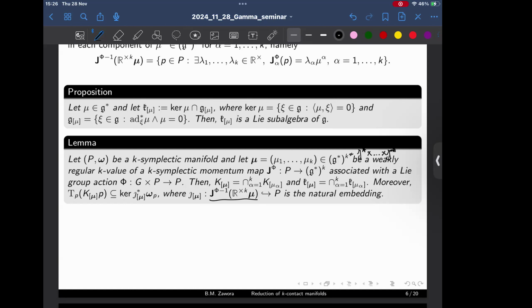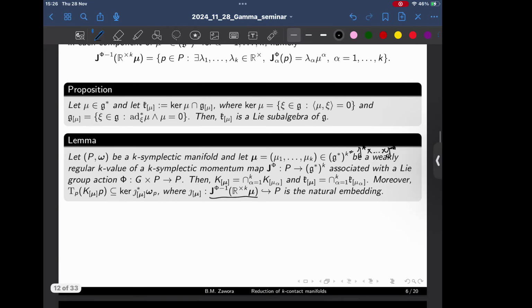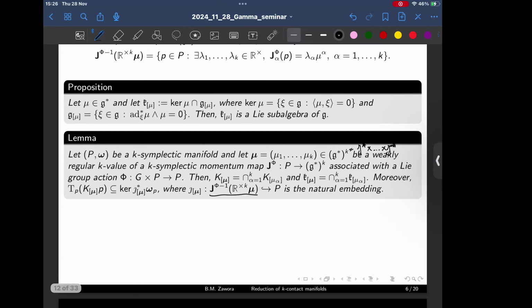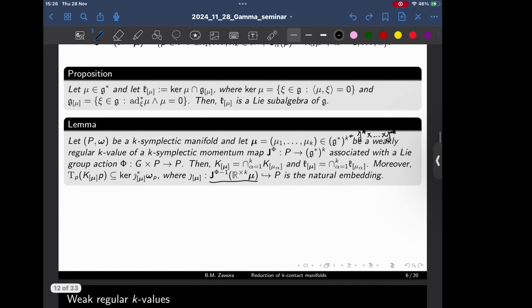We have a Lie group action. We define K mu. It can be proved that this bold K mu is the intersection of all subgroups K mu alpha, and the same at the level of Lie algebras. And we have the following conclusion, that the tangent space of the K mu orbit in P is a subset of the kernel J star mu omega P.